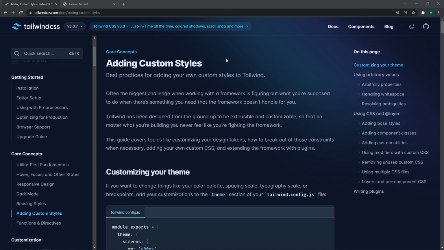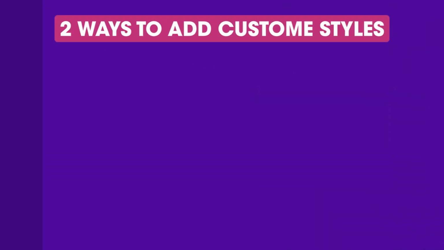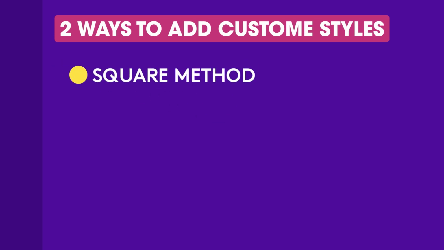In this lesson, we are going to talk about Tailwind CSS configuration for customized styles, or we can say, to add our own styles in Tailwind CSS. There are two ways to add custom styles. First, we can use square brackets to apply custom CSS for our project.